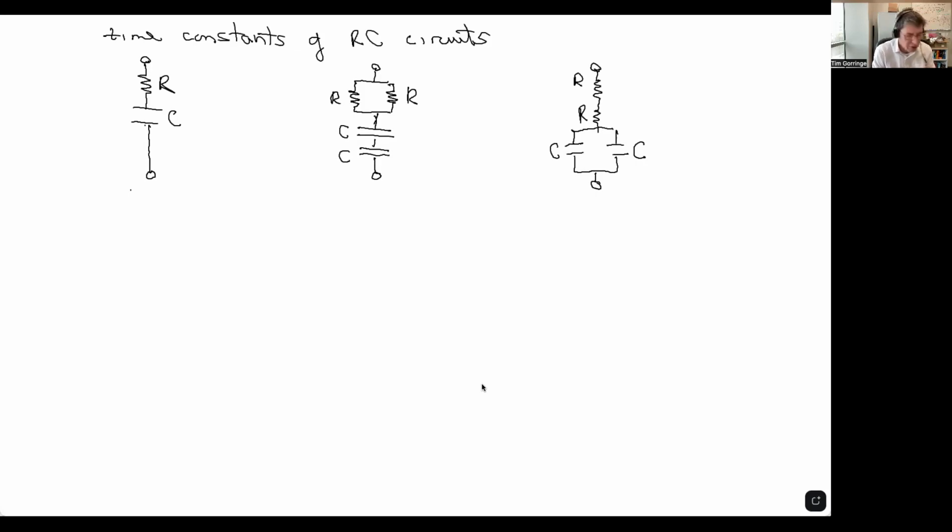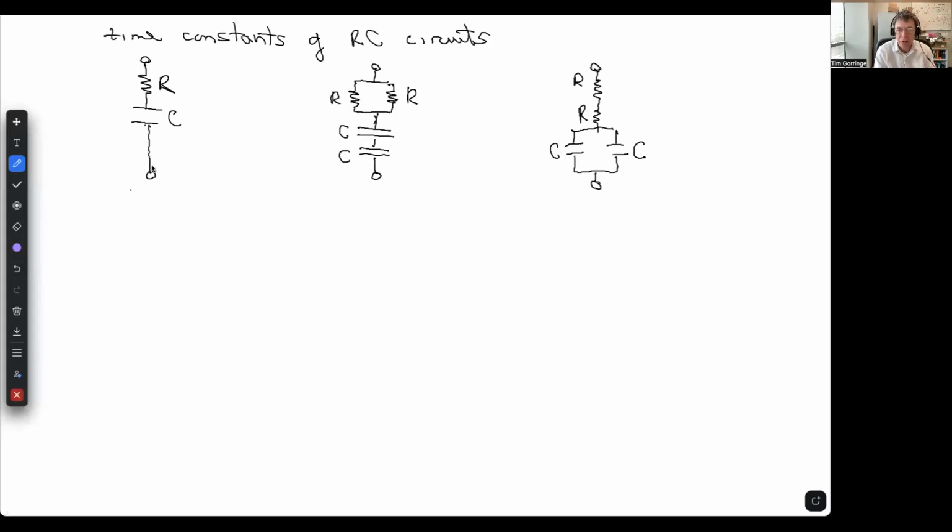capacitors. I've got three circuits here. The one on the left is a very simple circuit. It's just a single resistor and capacitor. We're going to write down the time constant for that. It's kind of a reference point. Then the second two circuits involve either a parallel arrangement of identical resistors and a series arrangement of capacitors, or a series arrangement of identical resistors and a parallel arrangement of capacitors. And we're going to figure out the time constants of these two other circuits.